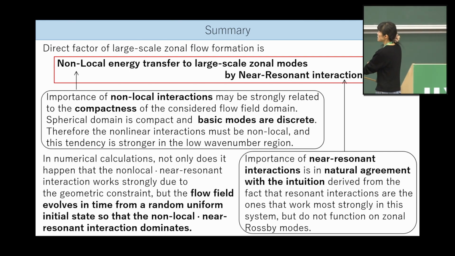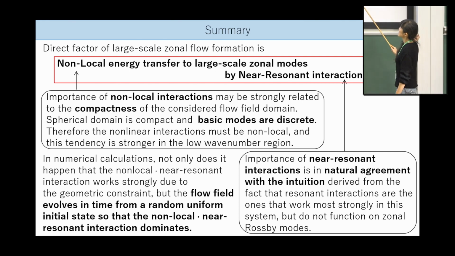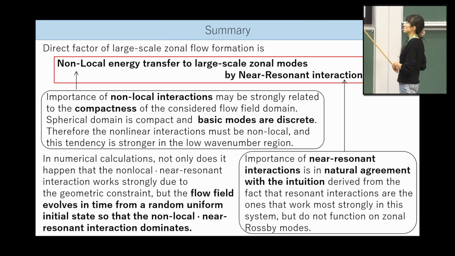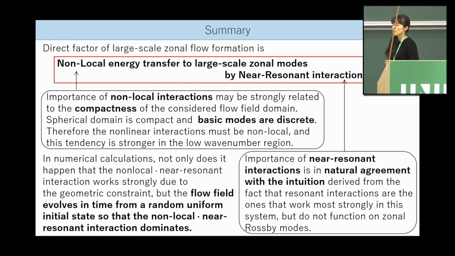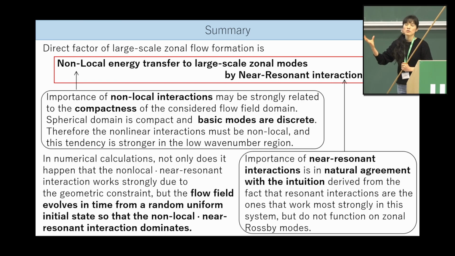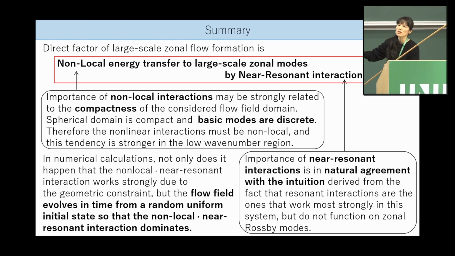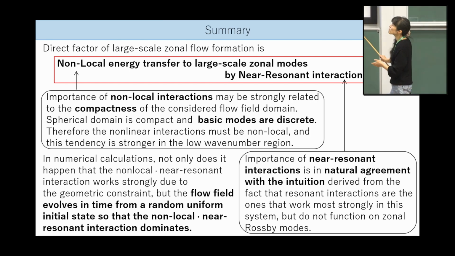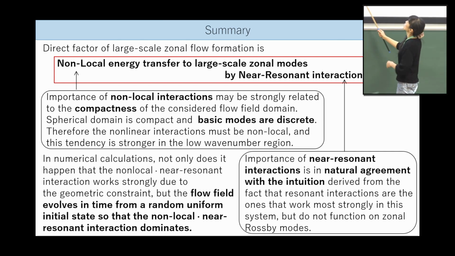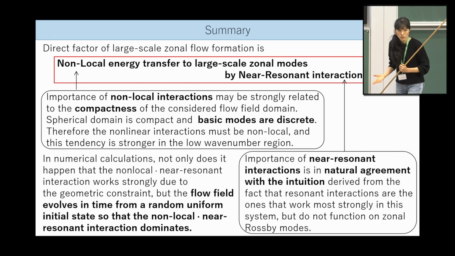And well, the importance of near-resonant interaction is, I think, in natural agreement with intuition, because we know that resonant interaction is very dominant in our system, but it cannot send any energy to zonal Rossby modes. Then maybe the next thing we think about is near-resonant interaction. So this is very natural. And the importance of non-local interaction may be strongly related to the compactness of the flow field domain.